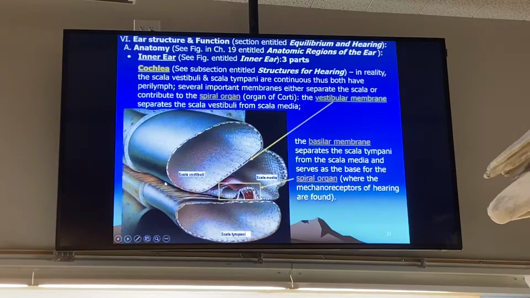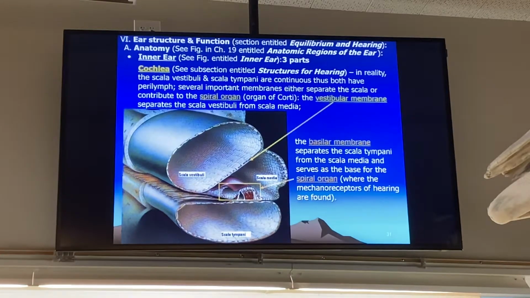Everybody see all these little strings coming out here? Those are all dendrites of the bipolar cells or bipolar neurons. Remember, these three chambers are going around 2.5 times around the hub. These strings are going around 2.5 times around the hub. On the other end of that dendrite is the cell body of the bipolar neuron. So there's going to be a collection of bipolar cell bodies going around the hub 2.5 times. That is the spiral ganglion. Spiral ganglion is the cell body of these bipolar neurons.